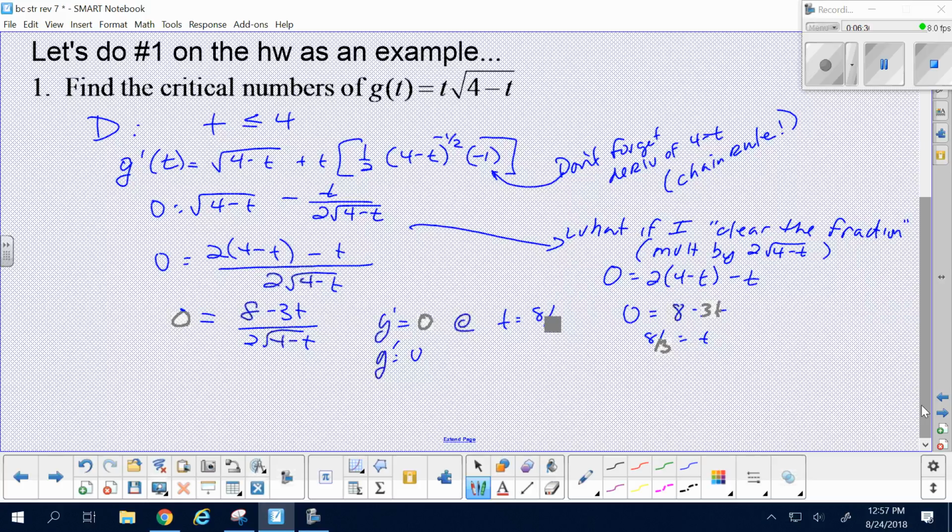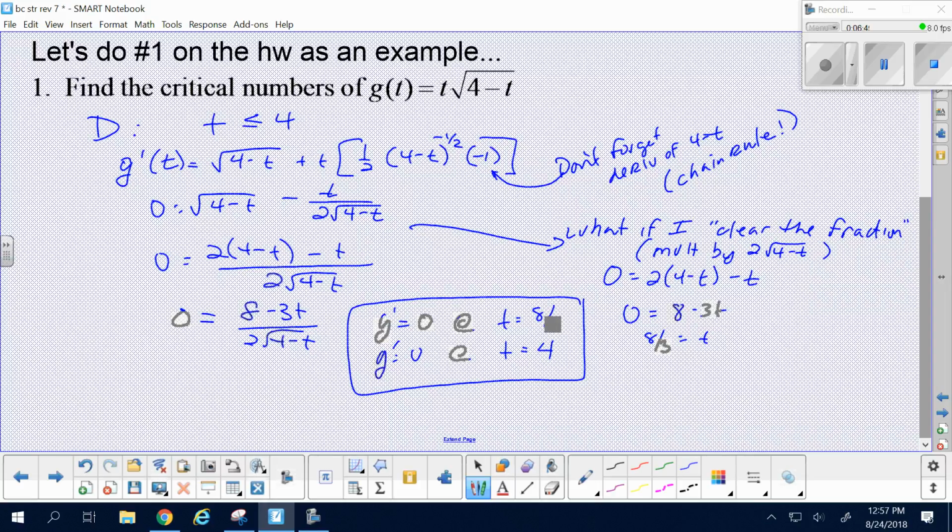Remember, critical numbers are where the derivative is 0 or does not exist. G prime is undefined at t equal 4. Are those both in the domain of the function? They are. And so those are the two critical numbers. Okay? Questions?